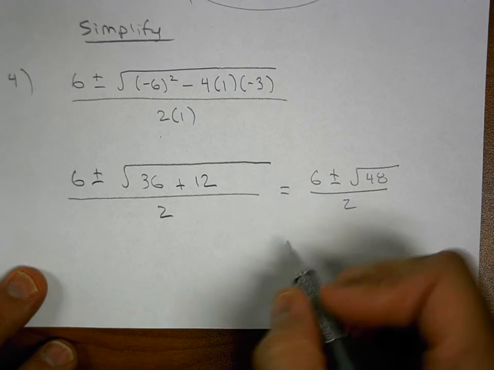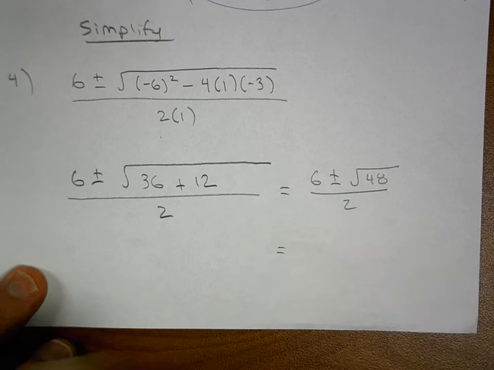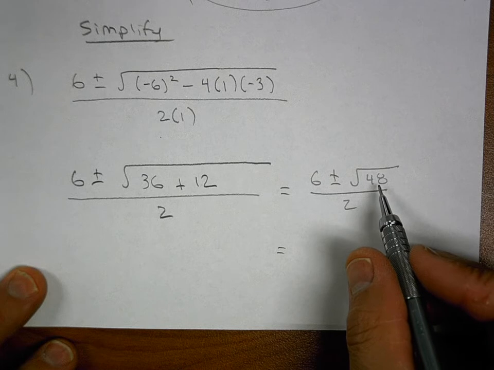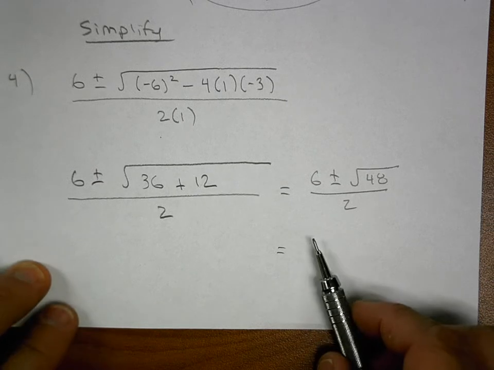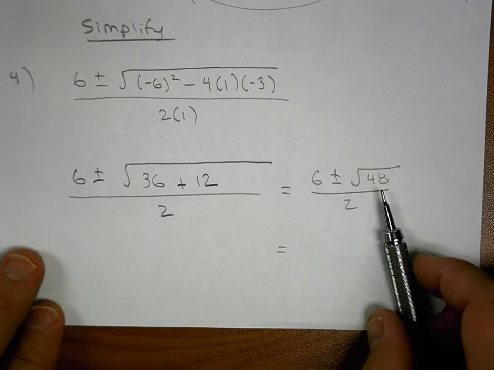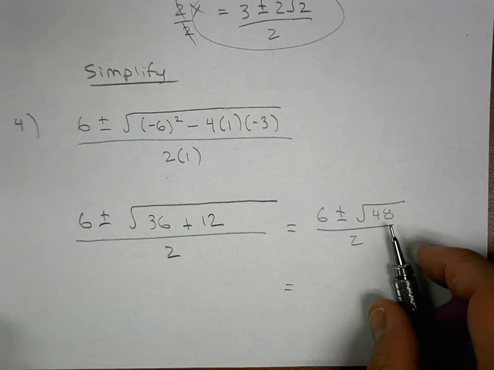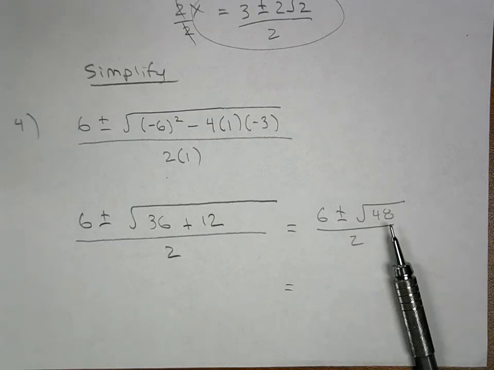Let's keep simplifying. So square root of 48. Someone know what that is? Is it 4 square roots of 3? Okay. You could think of 48 as 6 times 8, break that down. You could even say that's 24 times 2 if you wanted to break that down.